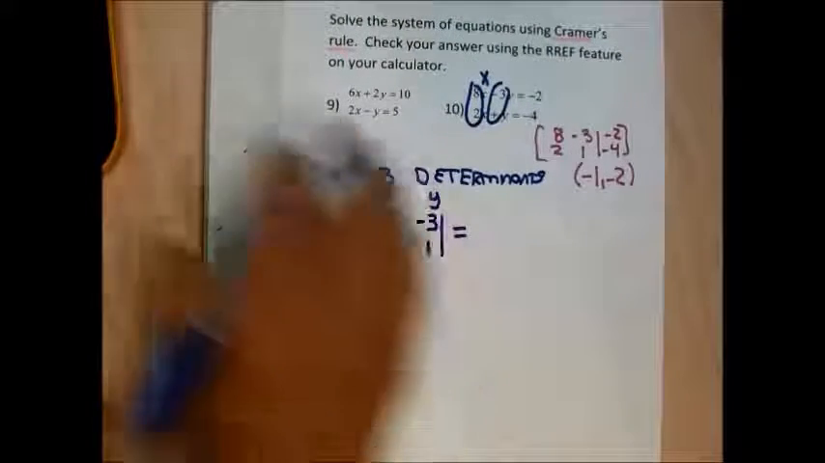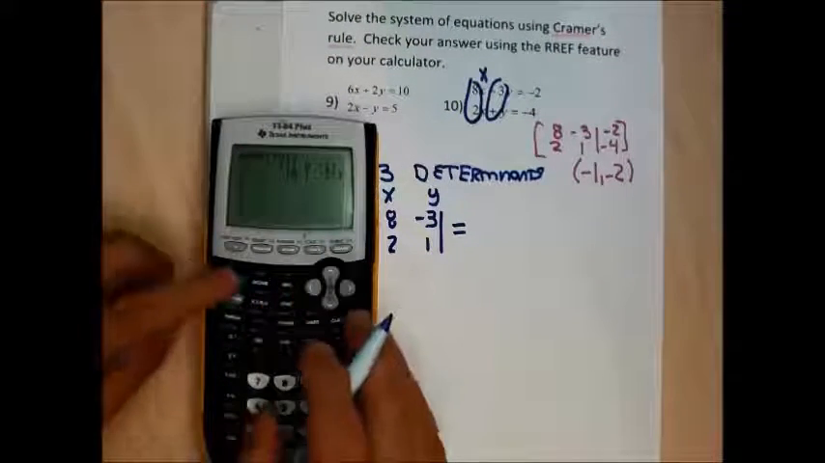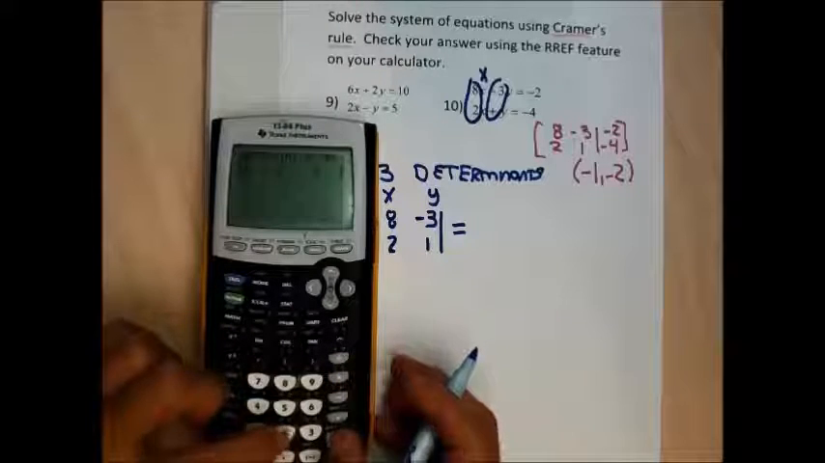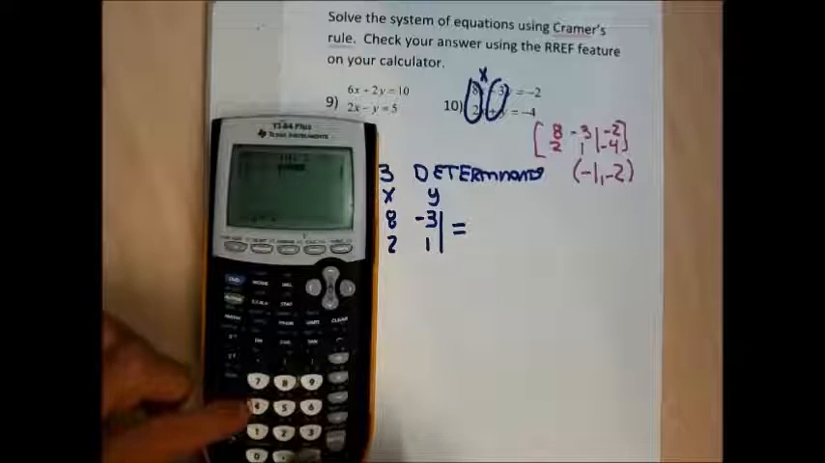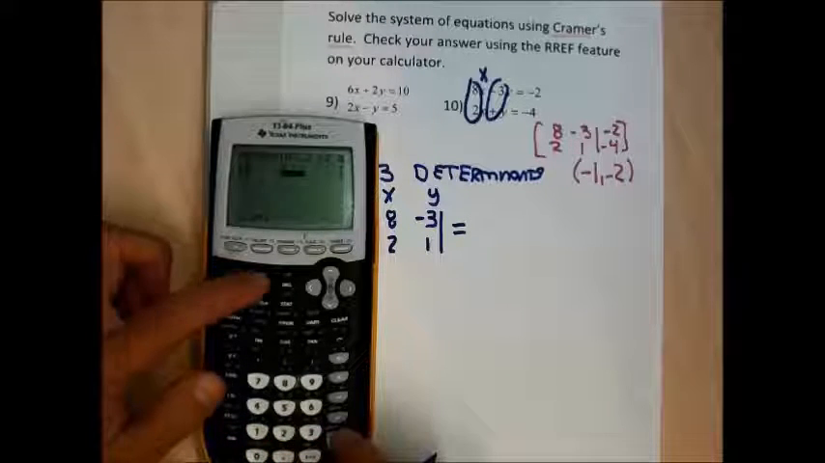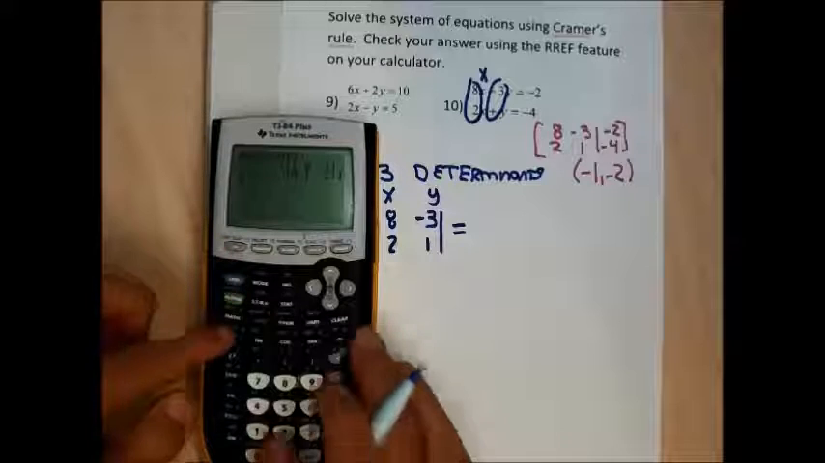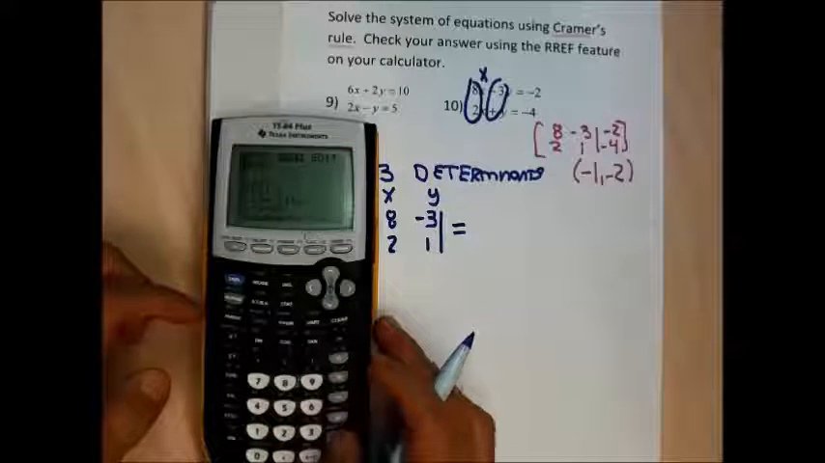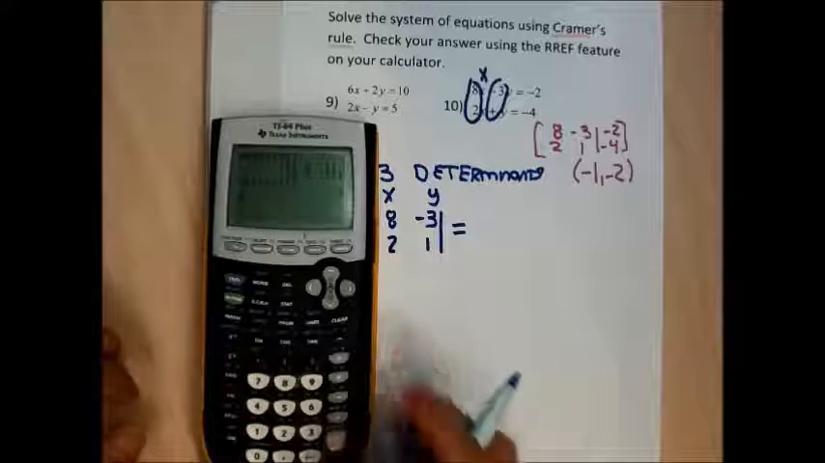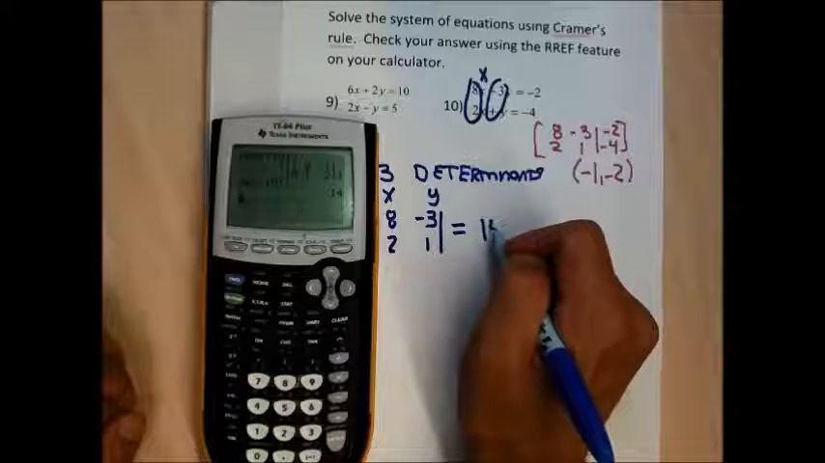Let me do it on my calculator because it's safer. So second matrix, edit. D is a 2 by 2 matrix which has 8, negative 3, 2, and 1. Second quit. Second matrix, math, determinant. Second matrix, A, parentheses, enter. The D number is 14.